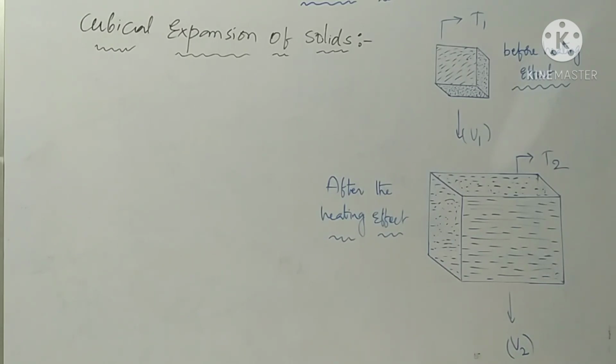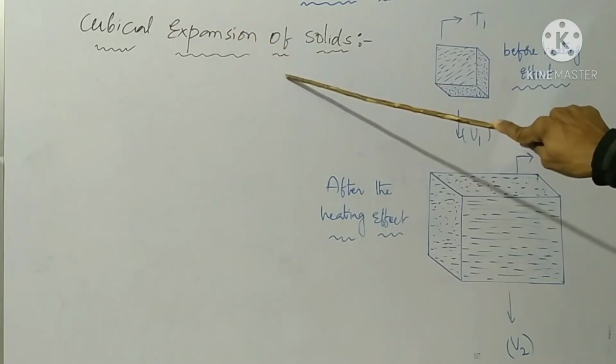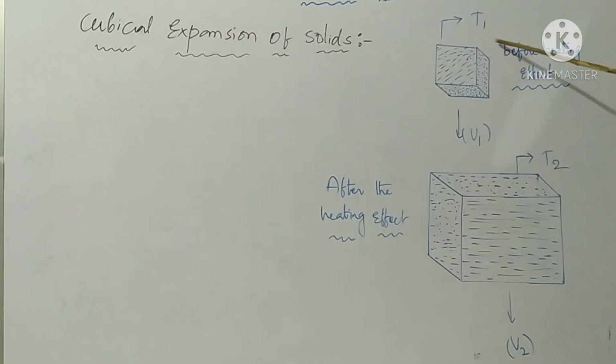My dear children, we already learned about what linear expansion and surface expansion are. This topic is related to cubical expansion. These are two cubes. This is a metal cube. Before the heating effect, the initial temperature of the material is T1, and the volume of the cube is V1. After the heating effect, the volume of the cube changes and it expands like this. Here the temperature is T2.